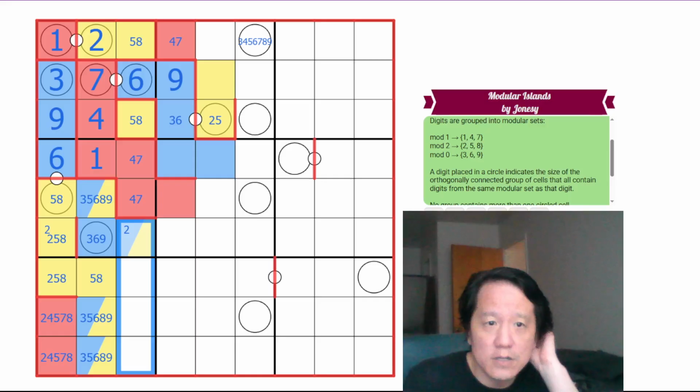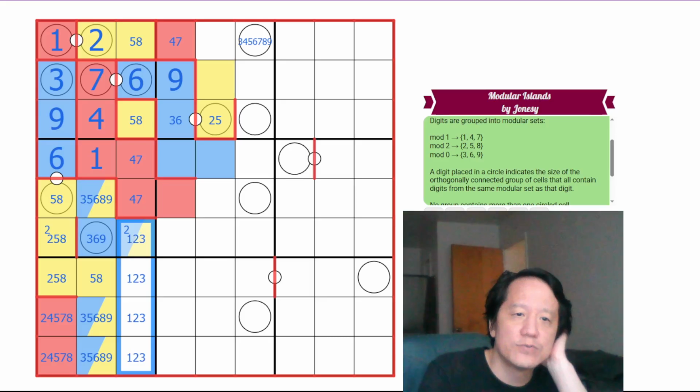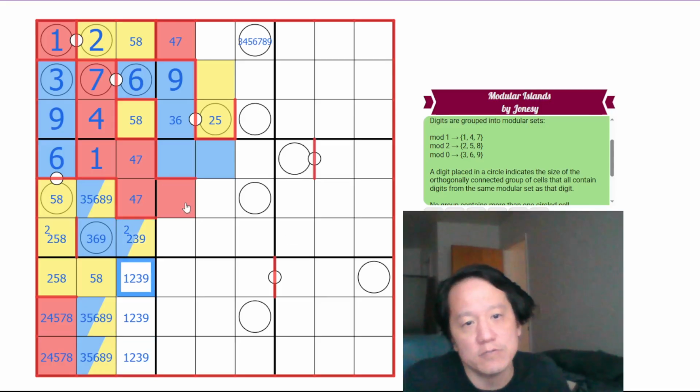Remaining digits in column 3, we have 1, 2, 3, and 9. And this can't be 1. It's 2, 3, or 9. One of these is going to be a 1 here.